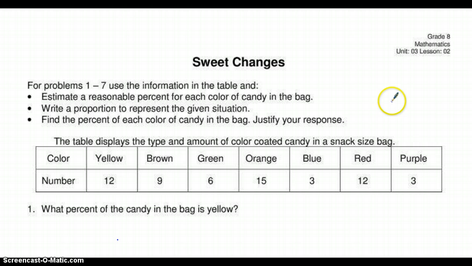It tells us to estimate a reasonable percent for each color of candy in the bag, write a proportion to represent the given situation, find the percent of each color in the bag, and justify your response. Well, I see 12 yellow, 9 brown, 6 green, 15 orange, 3 blue, 12 red, 3 purple. So the very first thing I want to do is look at total pieces. I have 12 plus 9 plus 6 plus 15 plus 3 plus 12 plus 3, 60 pieces. That's very important.